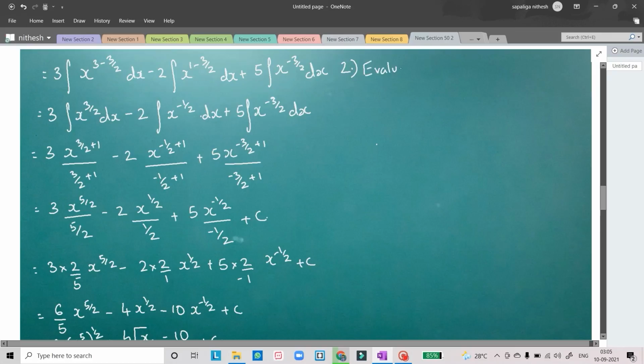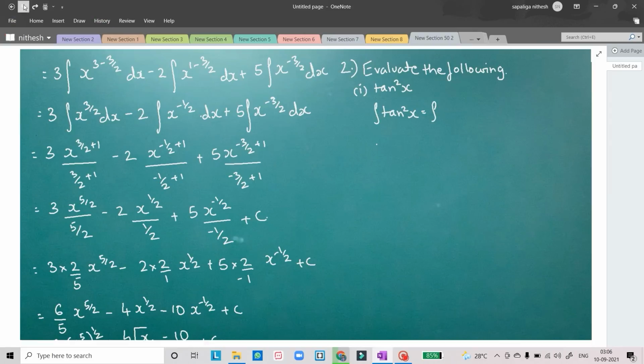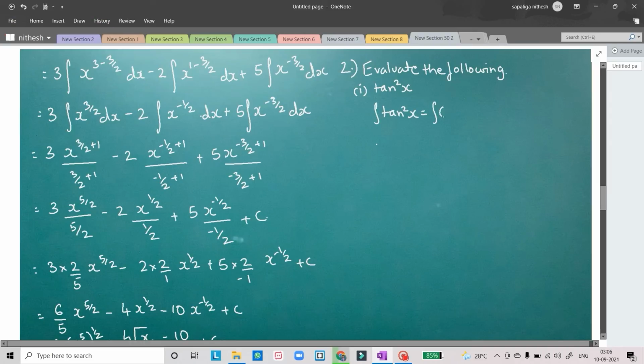Question 2. Evaluate the following. First question, tan square x. In this, we'll expand tan square x as sec square x minus 1. As we know, 1 plus tan square x is equal to sec square x, and we shift 1 towards the sec square x side and get sec square x minus 1.